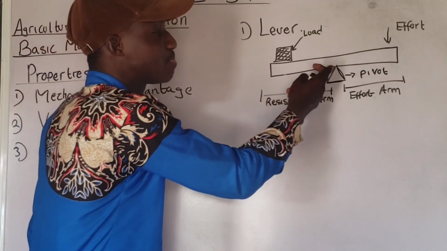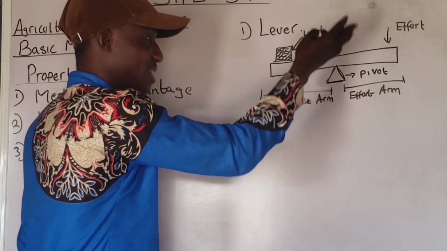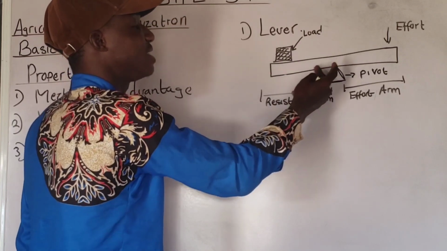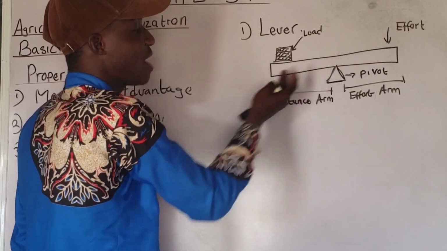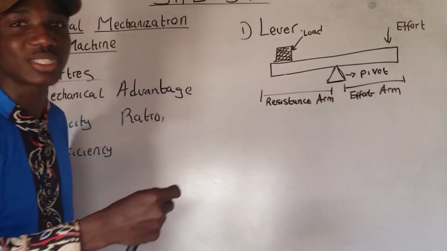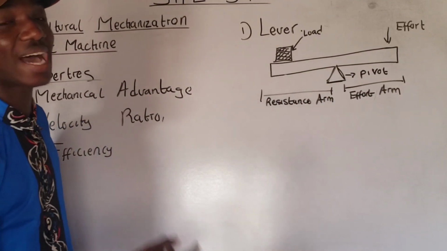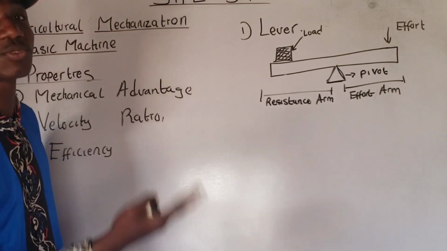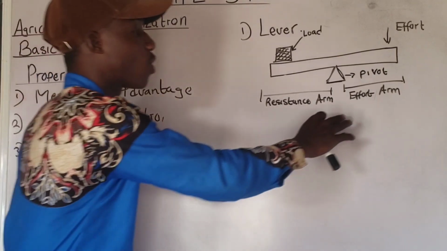This pivot divides this beam into two parts. We have the resistance arm and we have the effort arm. The effort arm is where the force is being applied before we can amplify the load, before we can lift up the load. That is what we call the effort arm.